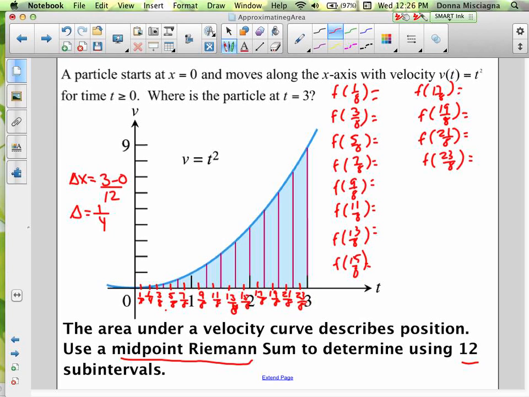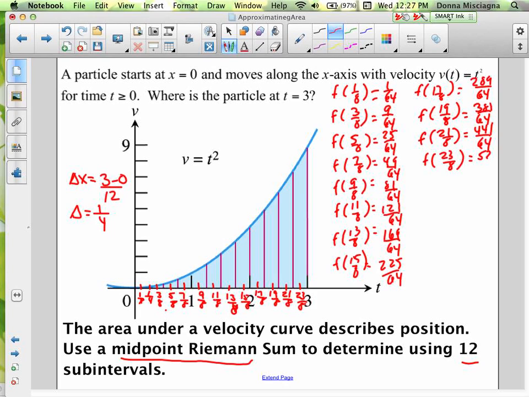Actually, I will only need help with a couple of them. So this will be 1 over 64 and 9 over 64 and 25 over 64 and 49 over 64 and 81 over 64 and 121 over 64 and 169 over 64 and 225 over 64 and 289 over 64 and 361 over 64 and 441 over 64, but I don't know 23 squared off the top of my head. 529. So 529 over 64. All right, so those are our values.